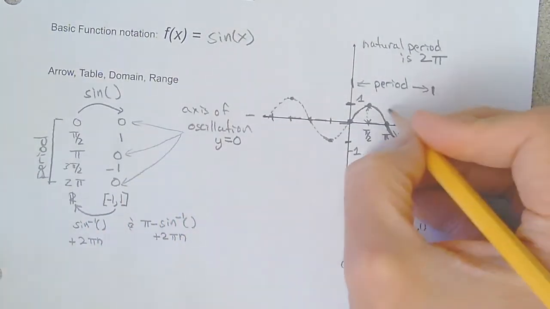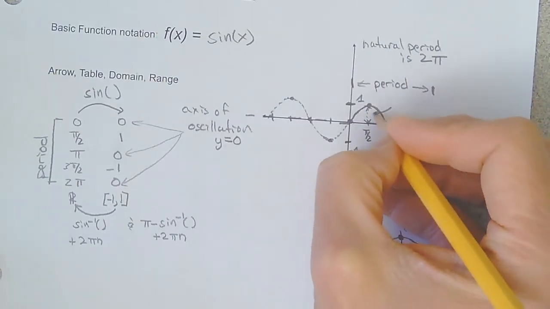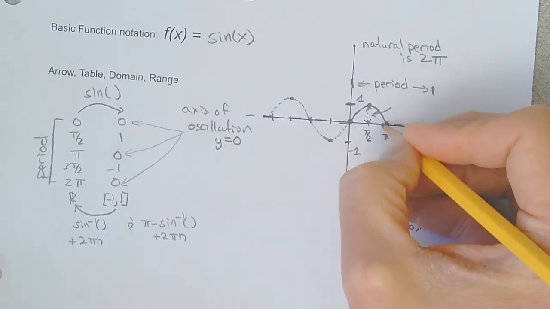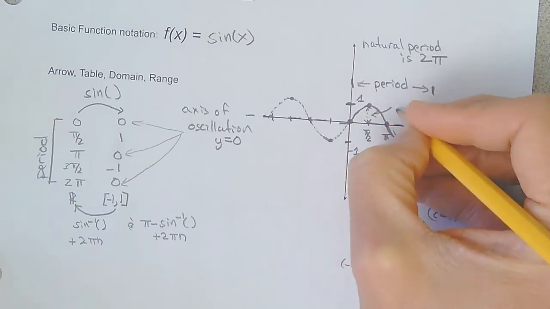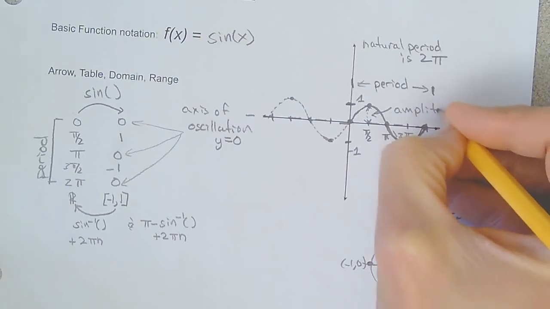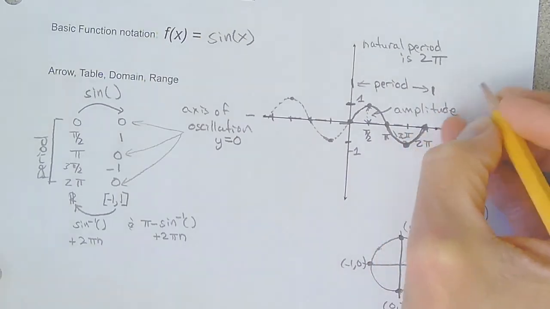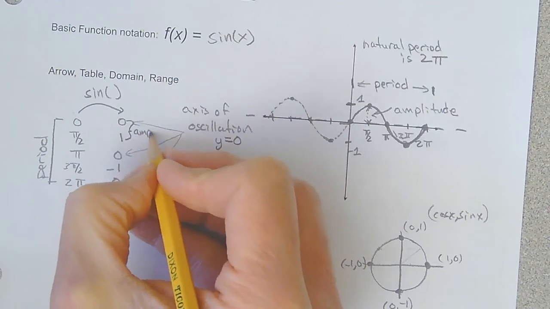The height of this, that's an output thing. That is referred to from the axis of oscillation to either the high point or the low point. That distance is called the amplitude. We can see the amplitude as this gap right here.